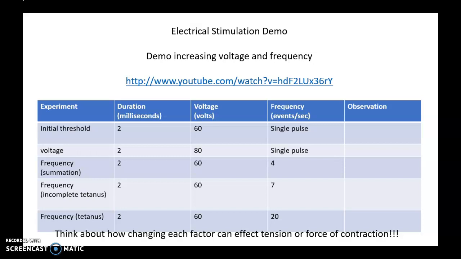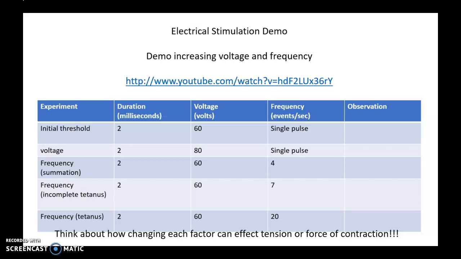So yeah, this is a YouTube video that I was talking about, and they do a similar experiment that we do in lab, but not the exact one. In this experiment, they try to find the initial threshold, and then they keep the duration the same. Now, for the twitch, obviously you have the single pulse, but then as you go to a different voltage, I want you to record the observation.